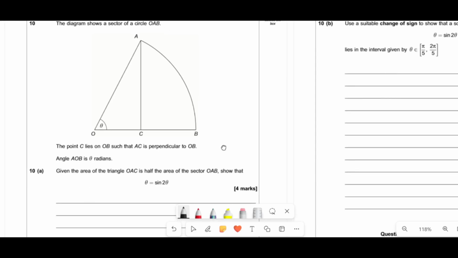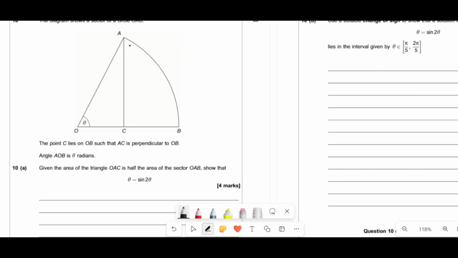The diagram shows a sector of a circle OAB. So OAB is the sector, and they've got a triangle, and it says the point C lies on OB such that AC is perpendicular to OB. So AC is perpendicular to OB. Nice. I'm going to just put that there so I remember.